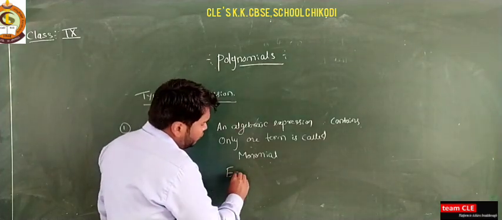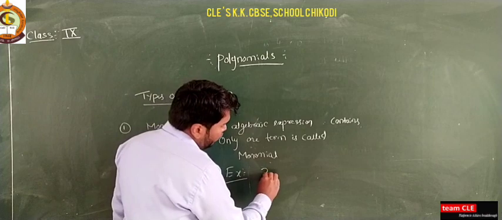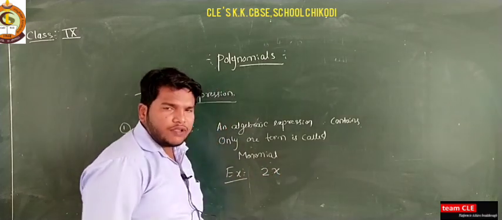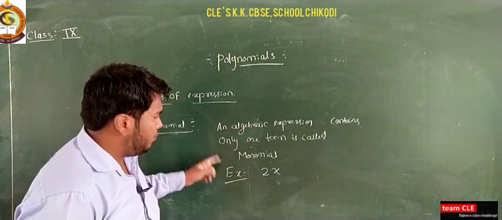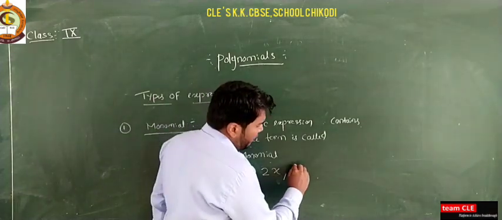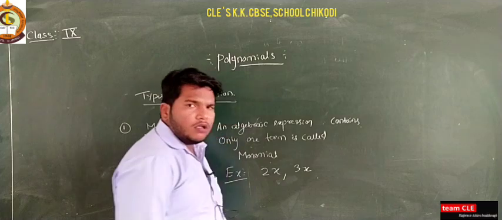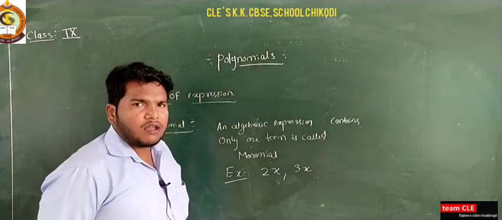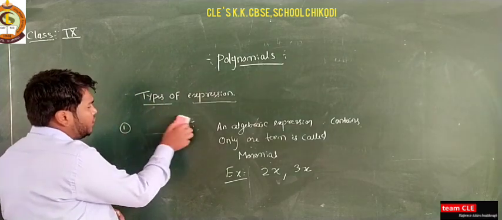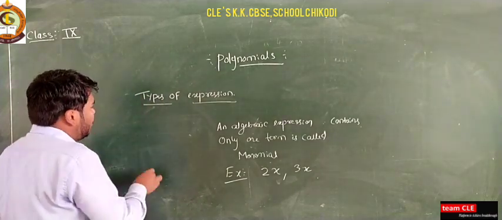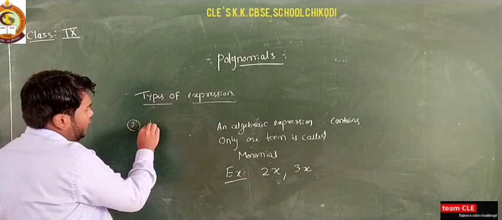For example, if I choose 2x, that is an example of a monomial. Again, if I want to choose another example, I choose 3x. So 2x, 3x are examples of a monomial. Next, the second type is the binomial.